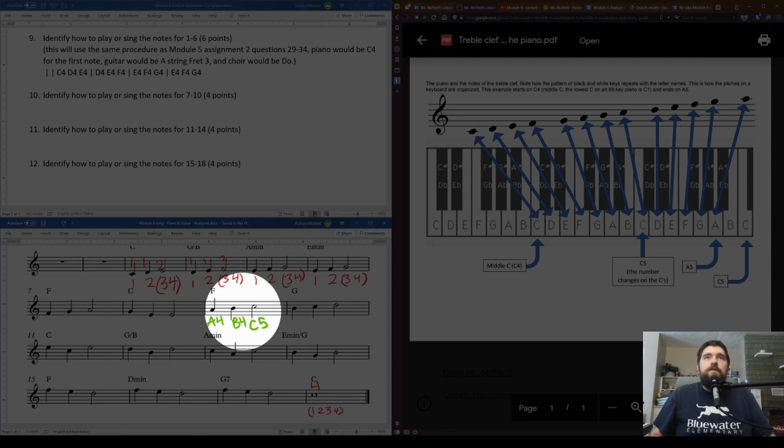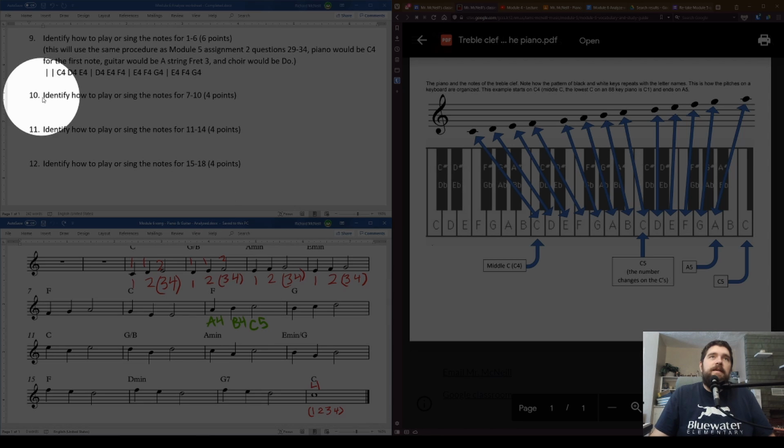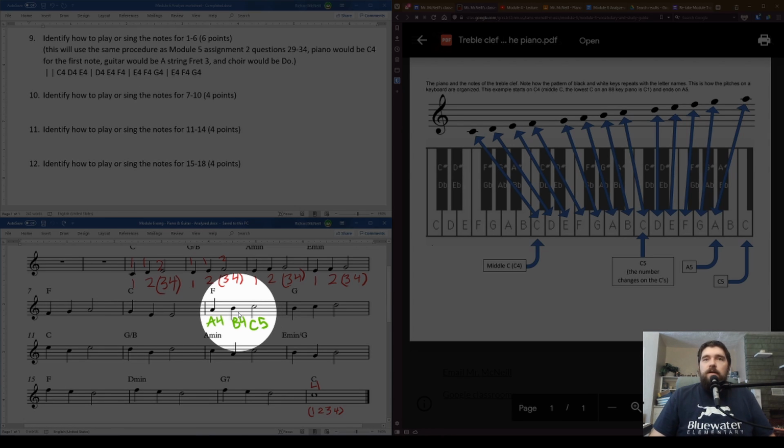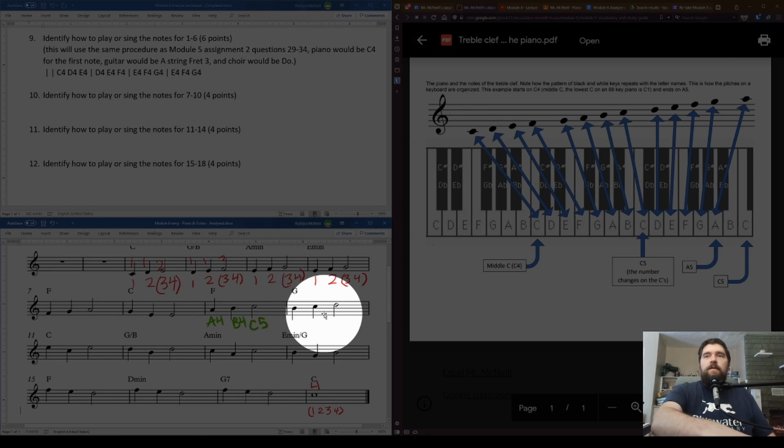So when you get to measure 9 on question 10, you're going to do measure 7, measure 8, and then for measure 9, you put A4, B4, and C5. Now let's take a look at this next measure. We have a B4 again, C5 again, and then above the C5, we have our D5.